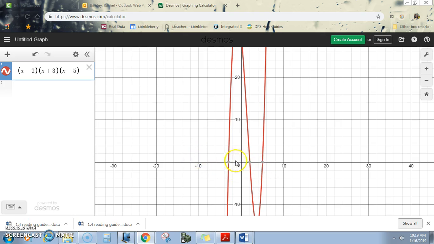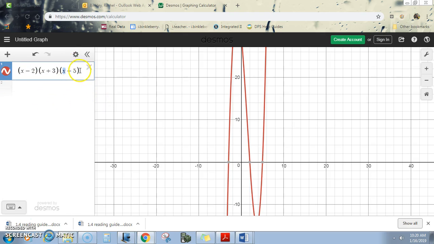So those are the 3 places it's going to cross the x-axis. It can have a maximum of 3 right here. And I know that this is positive, which means it's going to go down on the negative side, but it's going to go up on the positive side because each of my x's here are positive, right? When I multiply those together, my x cubed is going to be positive. And that's what a positive cubic looks like.